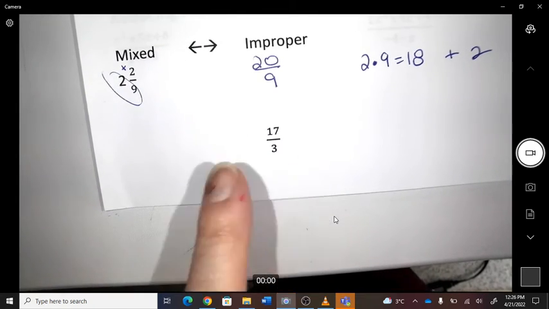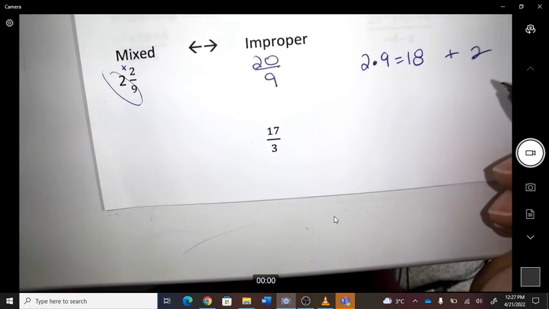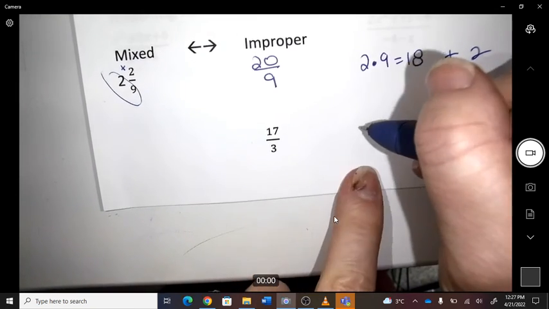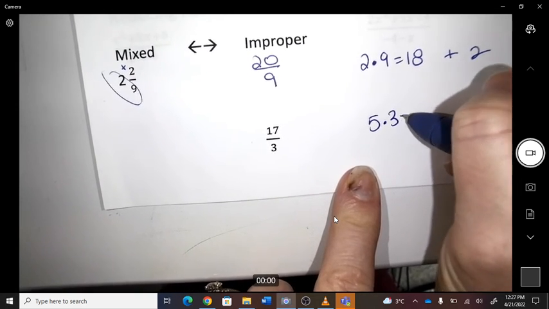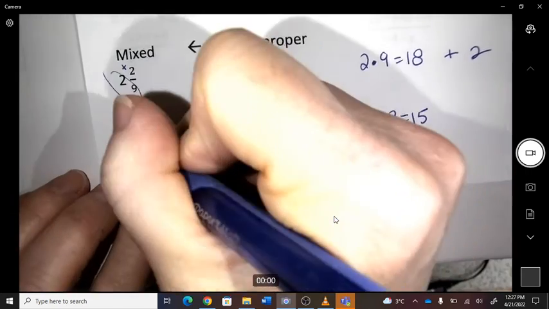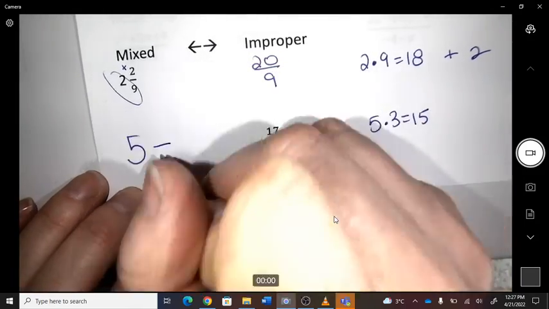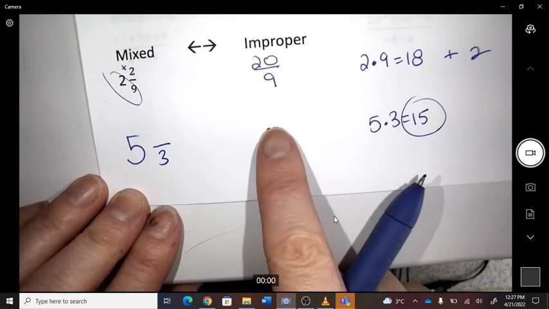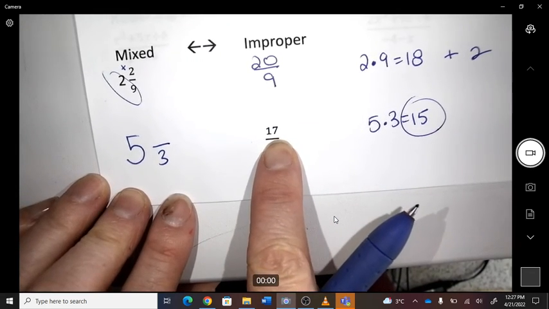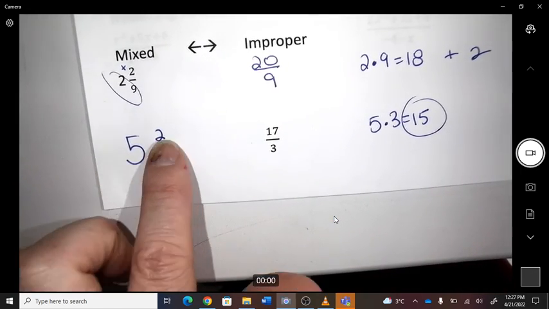Okay, so now improper to mixed, how many 3s can you fit into 17 without going over? How many can you fit in? 5. I can get 5 wholes in there. So that's 15, which means how many leftovers do I have to get to 17? 2. Okay, so 15 plus 2.